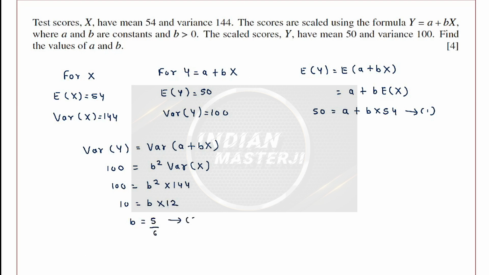Correct? This second part, I'll put in the first. So what do I get? From first and second, I get 50 is equal to a plus 5 by 6 into 54, or 50 is equal to a plus, this becomes 9, 5 into 9 is 45. So that means I get a is equal to 5. So these are the two values which we get for this particular question.